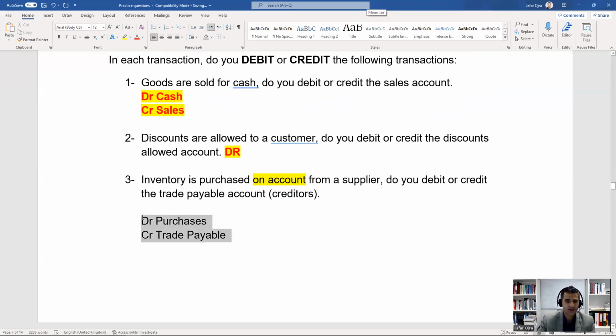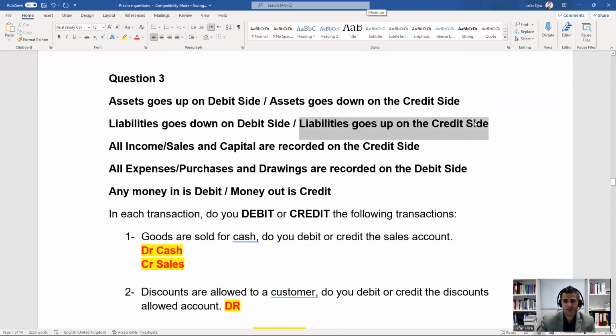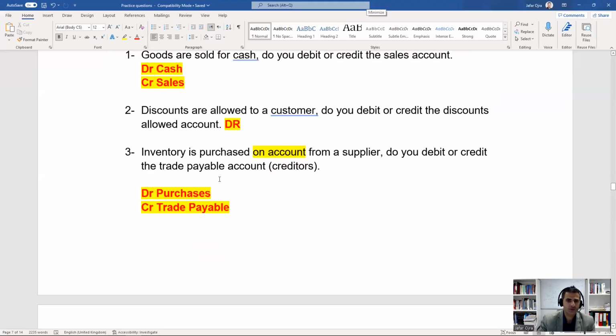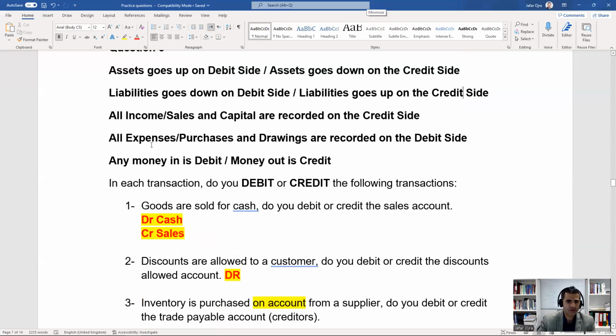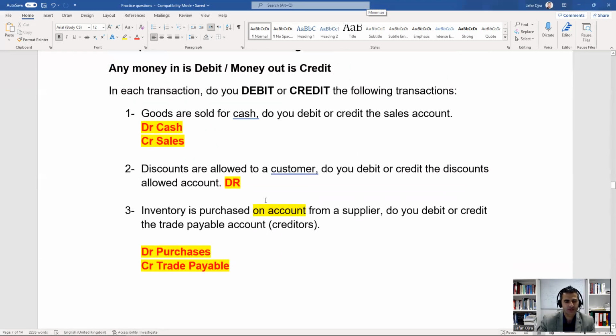A trade payable is a liability, and here the liability goes up. If you go to rule number 2, you can see liabilities go up on the credit side. Purchases are always on the debit side, isn't it? Because rule number 4 tells you all purchases are recorded on the debit side. Okay, so that's number 3.